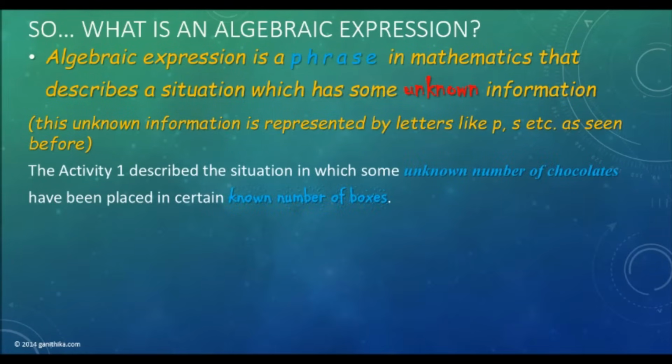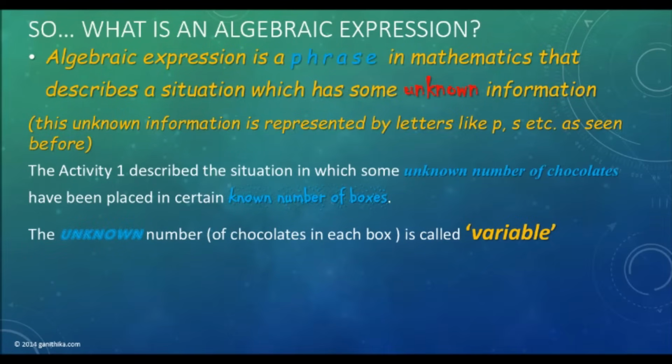The activity 1 described the situation in which some unknown numbers of chocolates have been placed in certain known number of boxes, which means we had p number of chocolates placed in 5 boxes, right? And we have s number of chocolates placed in 3 boxes. So we know the number of boxes, but we don't know the number of chocolates. Therefore, we assigned the letters p and s to the number of chocolates, but the boxes were known, so we had the numbers 3 and 5 for them.